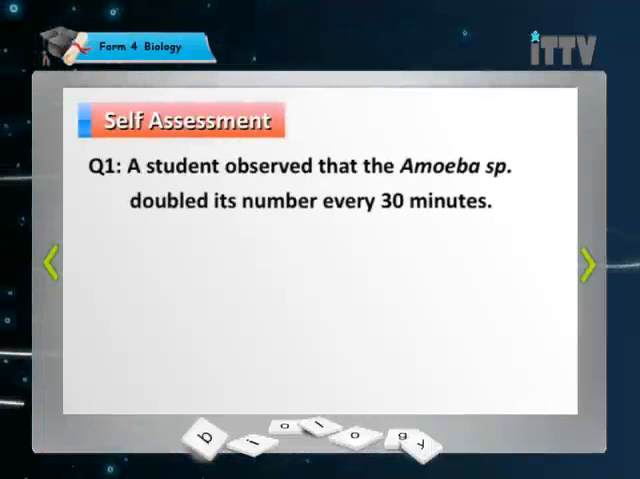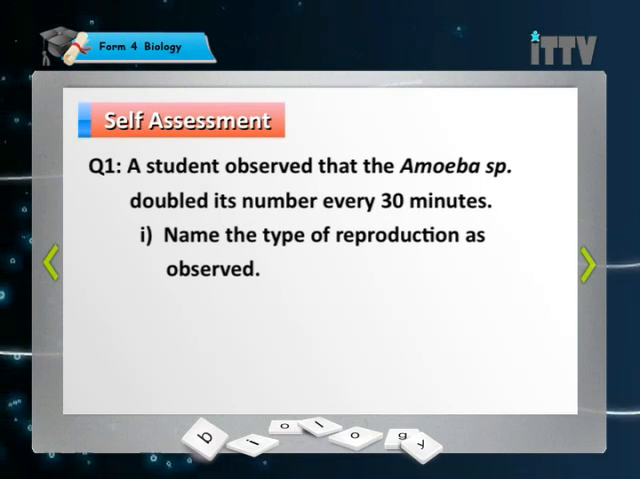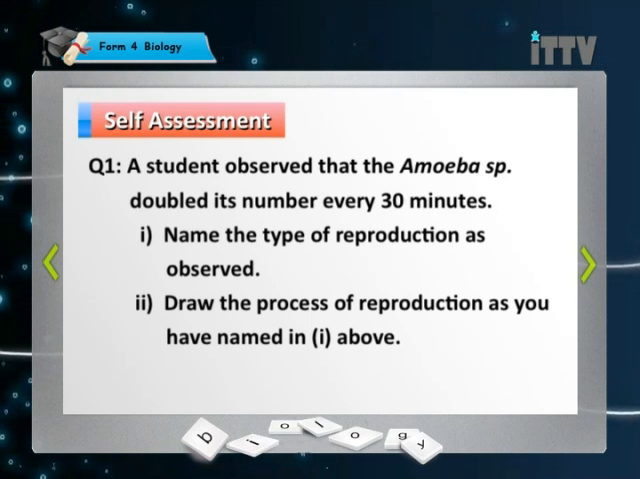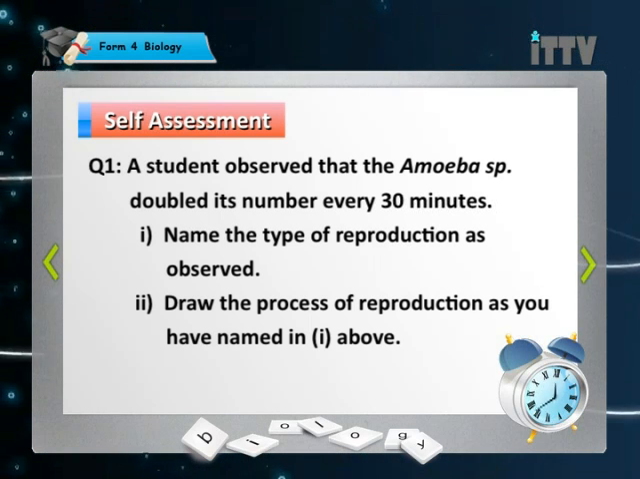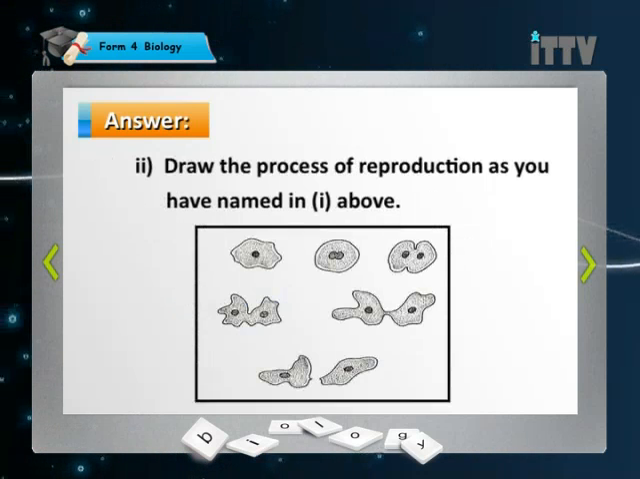Question number 1. A student observed that the amoeba species doubled its number every 30 minutes. Name the type of reproduction observed. And next, draw the process of reproduction as you have named in one above. So first, the type of reproduction observed. It is binary fission. You are right, because it doubled up, right? And this is how the drawing would look like. A single cell divides its nucleus into two, then the cytoplasm starts to cleave and the plasma membrane starts to cleave. It's almost complete, and eventually it separates into two individuals.